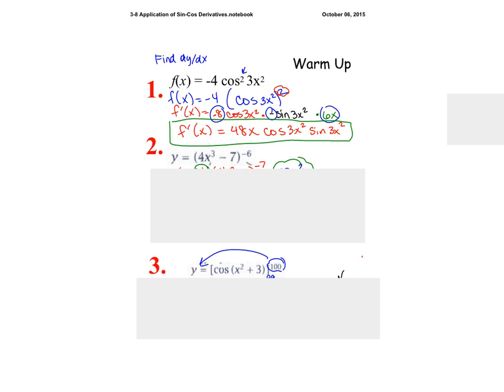So for the first one, we go ahead and do the derivative first. We look at the negative 4 times x squared, since the outside function is x squared. So we multiply the 2 by the negative 4, which gives me negative 8. Now we have the inside remaining the same, cosine 3x squared.